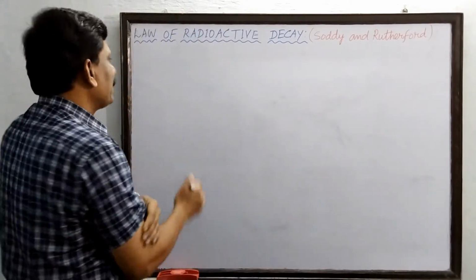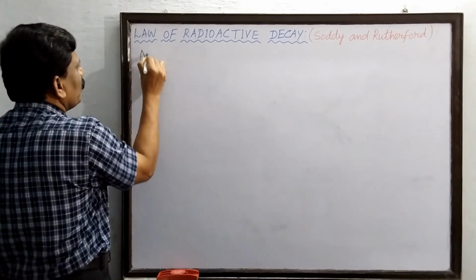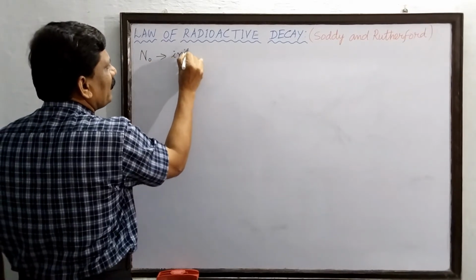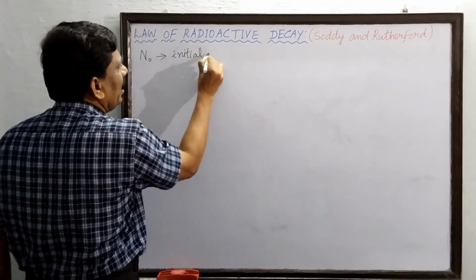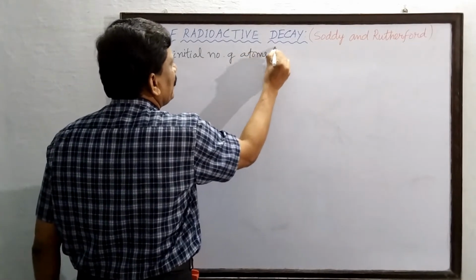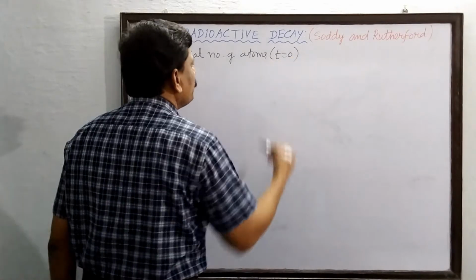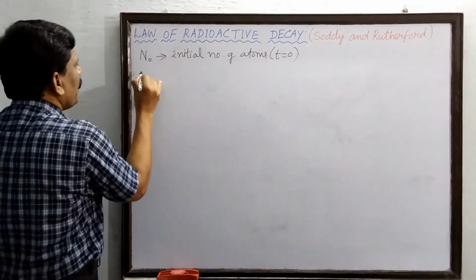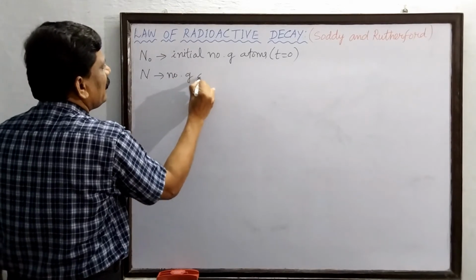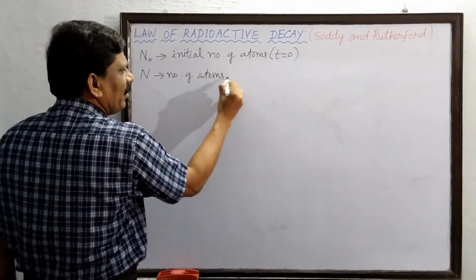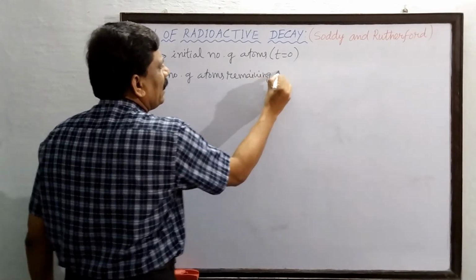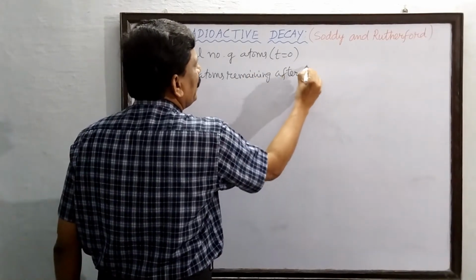Now I will take for example N0. This denotes the initial number of atoms. So this is the initial number of atoms at time t equal to 0. Then capital N represents the number of atoms remaining after a time t.